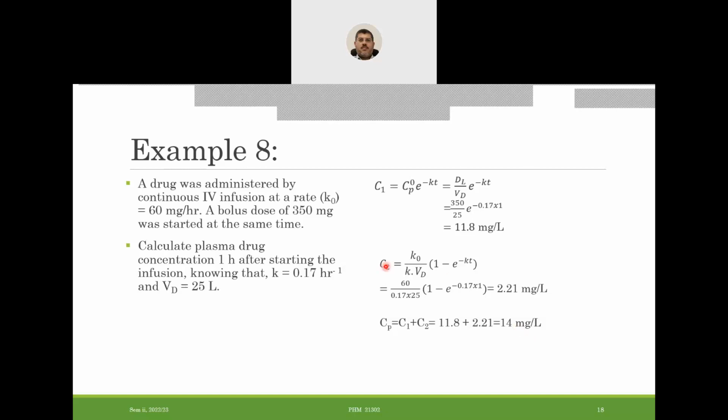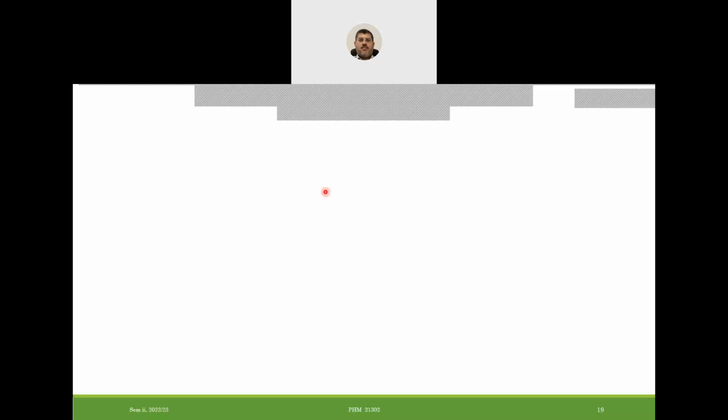If you do another calculation, how much would be the steady state concentration? It should be equal to this amount, in case the concentration resulting from the 350 milligram is equal to the desired steady state concentration.